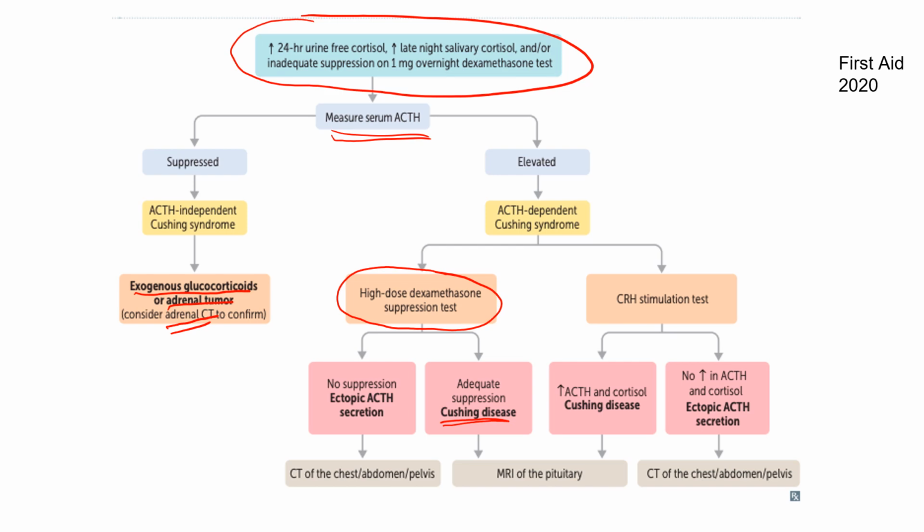So if we do a high-dose dexamethasone suppression test and we see that there's suppression, we know that the ACTH is coming from the pituitary gland. If it doesn't, then we know the ACTH is coming from somewhere else in the body.